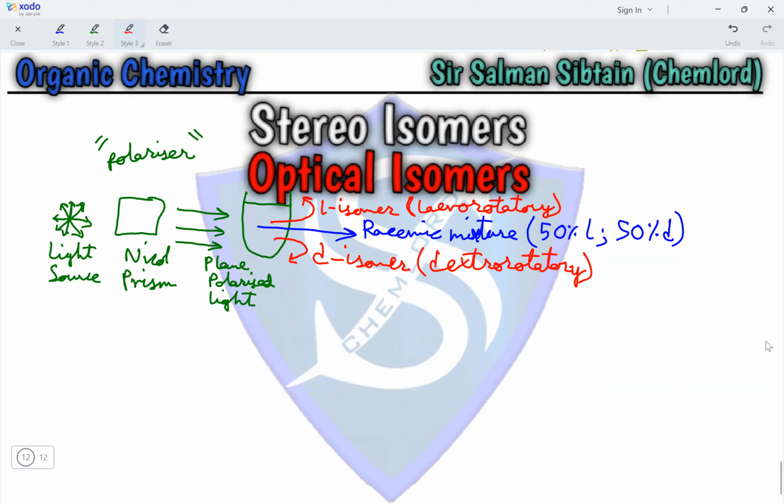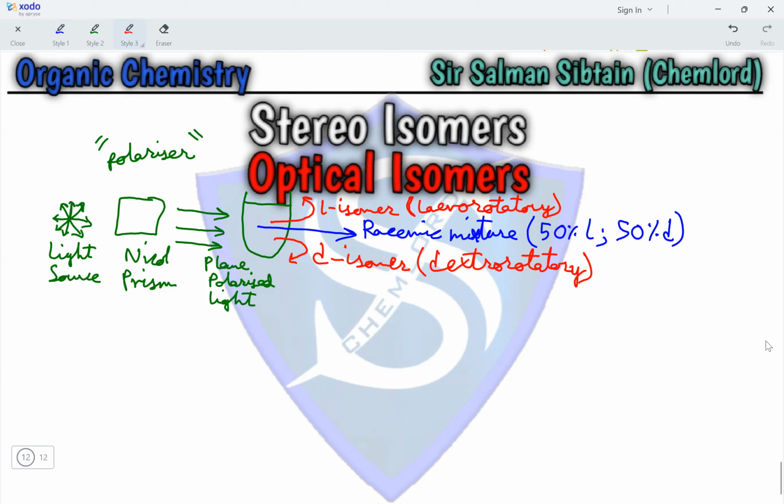So how to detect optical isomers? If the L isomer is present, the plane polarized light will bend in the anti-clockwise direction, and if the D isomer is present, then the light would bend in the clockwise direction. And if both isomers are present in equal quantities, which is known as a racemic mixture, then the light will pass through unbent or undeviated.